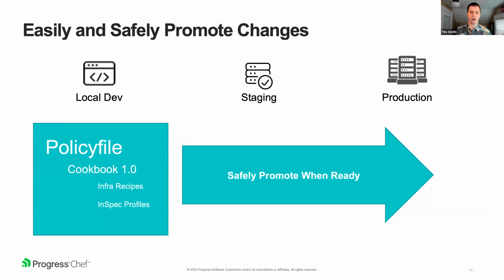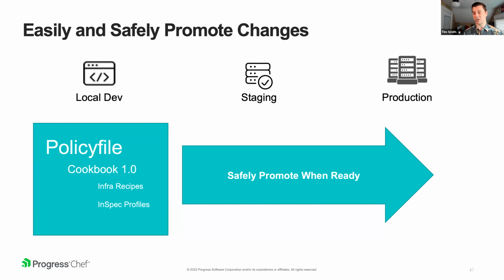The really great part that I was talking about a little bit before is that concept of immutable deploys and why we think this is important. The really great thing we get now is this ability to have a policy file with a version cookbook in there that's locked. And that cookbook doesn't just contain infra recipes, but now it also contains all of our InSpec profiles. That means we have now an immutable object. We're testing that object locally. We're seeing in Test Kitchen that it meets all of our infrastructure needs.